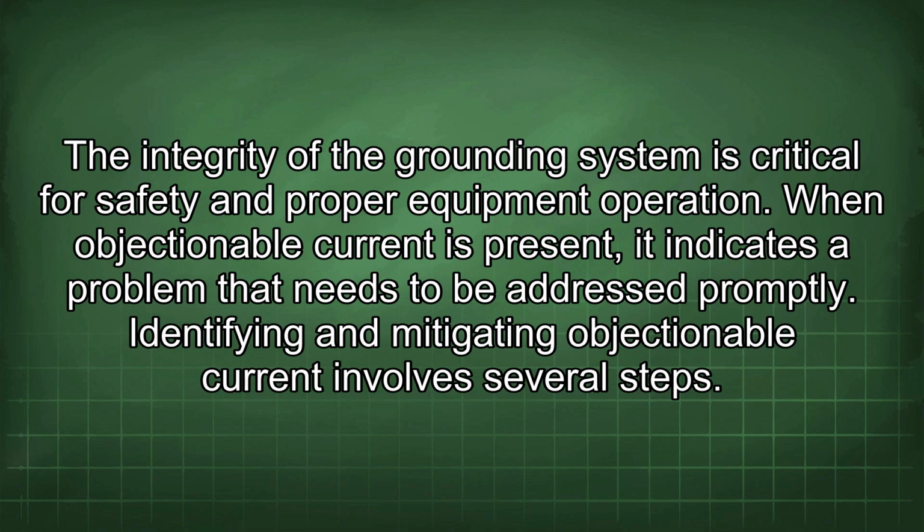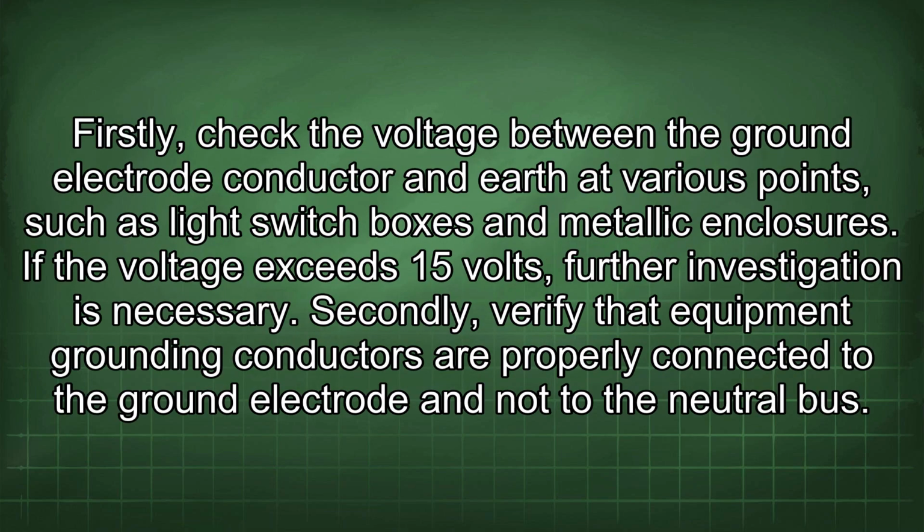Identifying and mitigating objectionable current involves several steps. Firstly, check the voltage between the ground electrode conductor and earth at various points, such as light switch boxes and metallic enclosures. If the voltage exceeds 15 volts, further investigation is necessary.